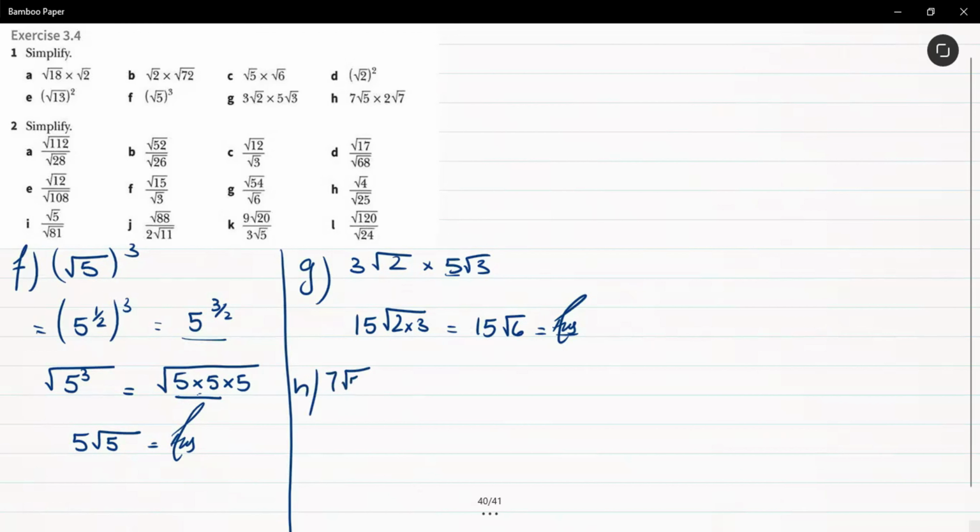7 under root 5 multiplied by 2 under root 7. Again, multiply the index value with the index value and the surd value with the surd value. So we get 7 multiplied by 2, under root 5 multiplied by 7. And that would be equal to what? 7 twos are 14, 7 fives are 35. So that would be equal to 14 under root 35, and that is the simplest value we can get out of this. That's it. This is the answer for part H.